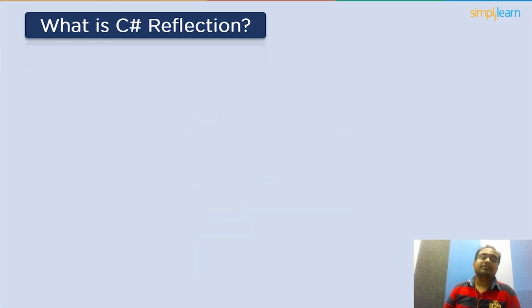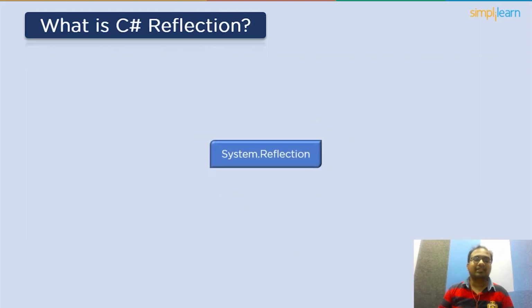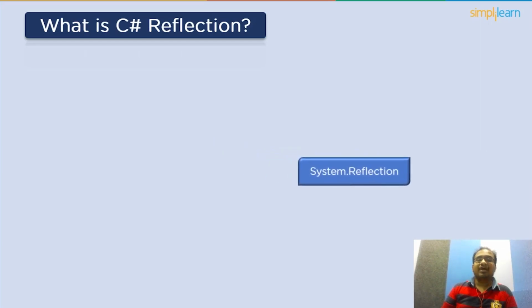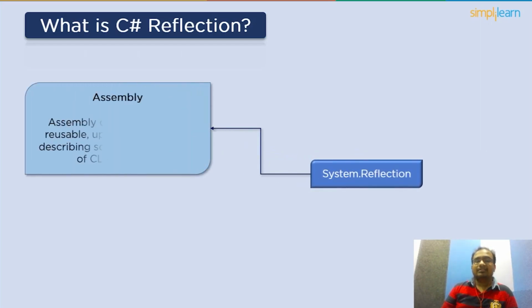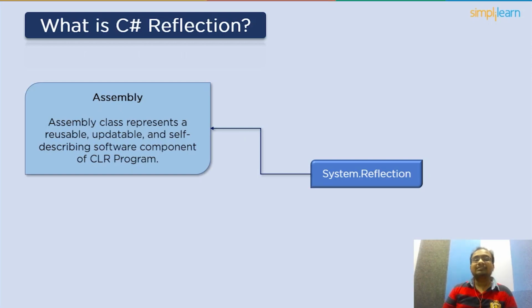There are many classes that are found in the System.Reflection namespace. Let's discuss some of them. First up, we have Assembly. An assembly is a reusable, updatable, and self-describing component of a common language runtime program, or more commonly known as a CLR program, and the Assembly class will describe it.